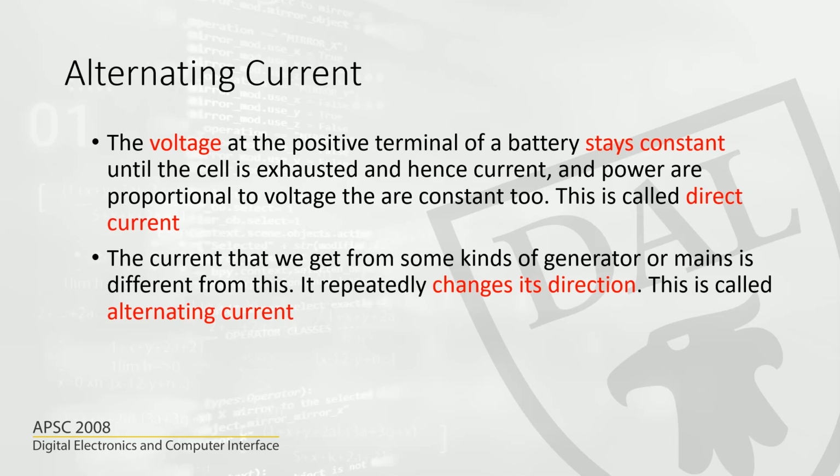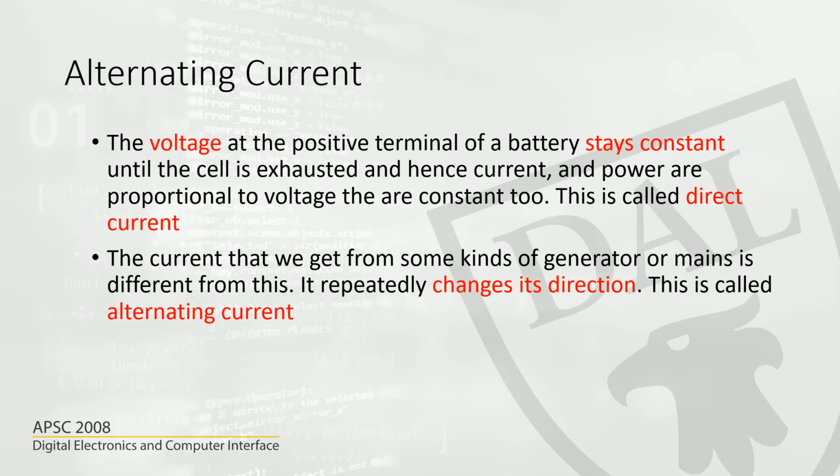And this type of circuit that uses a battery or some other source where the voltage stays constant is called a direct current circuit. On the contrary, we have another kind of circuit called the alternating current circuit. Here, the voltage will be changing its direction.